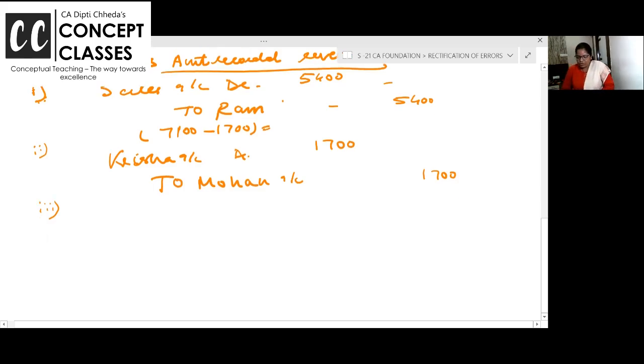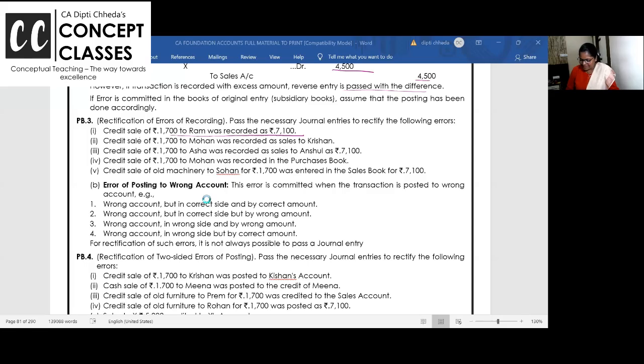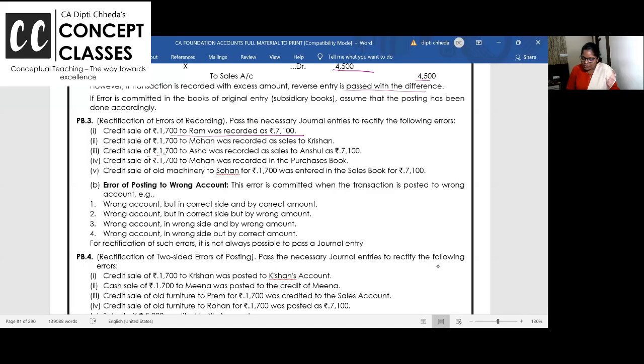All right, chalo. The third one. Credit sales to Asha was recorded as sales to Anshul. Beautiful. I want all of you to read this entry with me. See, you have sold the goods to Asha, but it was recorded as sales to Anshul. Two mistakes: party is wrong and amount is also wrong.